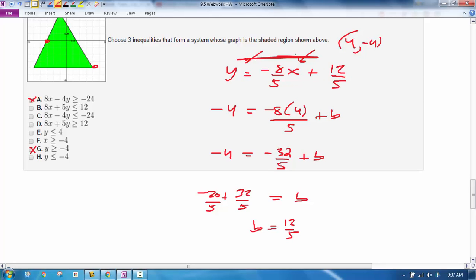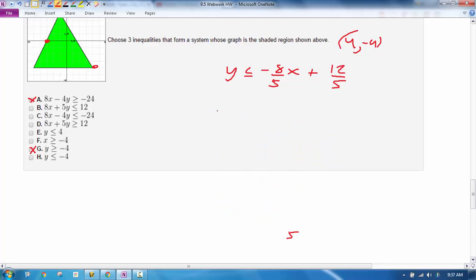Now I have this equation. Now I want to figure out what the inequality is, so I want all the y values that are less than or equal to. Let me double check that. If I plug in 0, 0, I should solve it. So when you plug in 0, you get less than or equal to 12/5, which is true. So there's my inequality. And I'm going to put it in standard form by multiplying through by 5. So that gives me 5y is less than or equal to negative 8x plus 12. And then I'm going to add 8x to both sides. So 8x plus 5y is less than or equal to 12. And I'm going to look for that one. And that's B. So it should be A, B, and G for me.